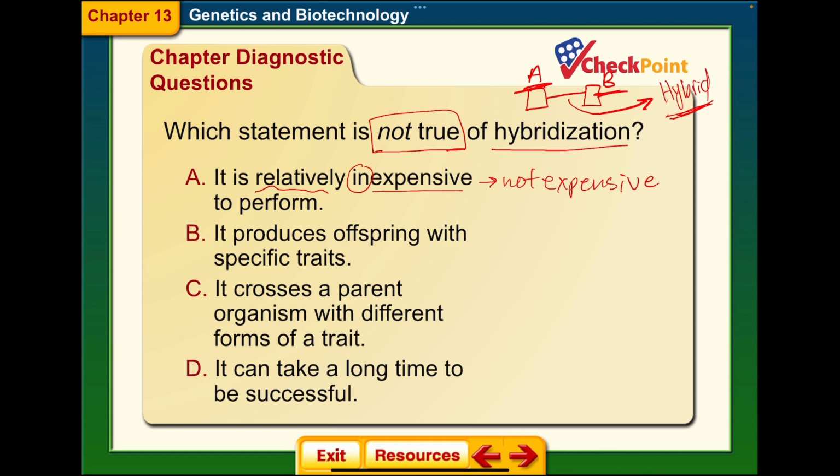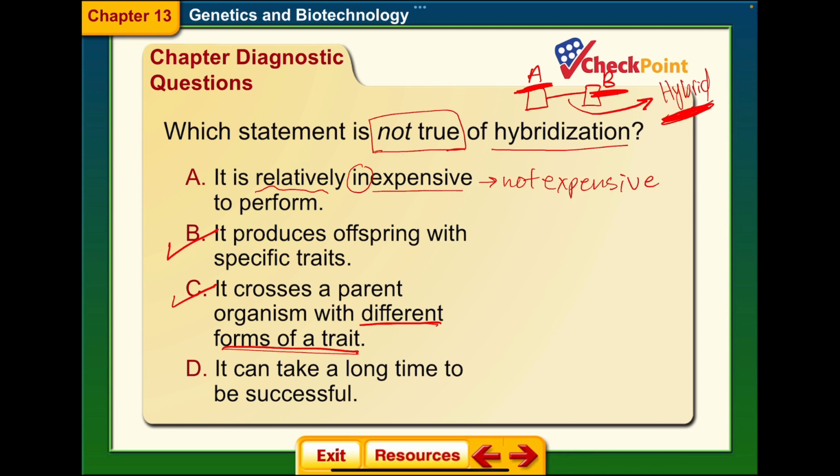Now, if we look back at our book, the book clearly states that an advantage of hybridization is that we get organisms that can be bred to have certain combinations of traits. So, does it produce offspring with specific traits? Yes, it does. Does it cross parent organisms with different forms of a trait? I just explained that: parent A has a specific trait I want, and parent B has another specific trait I want, and they give me an offspring that's a hybrid. Well, that means that they have different forms of a trait. So that is also a true statement.